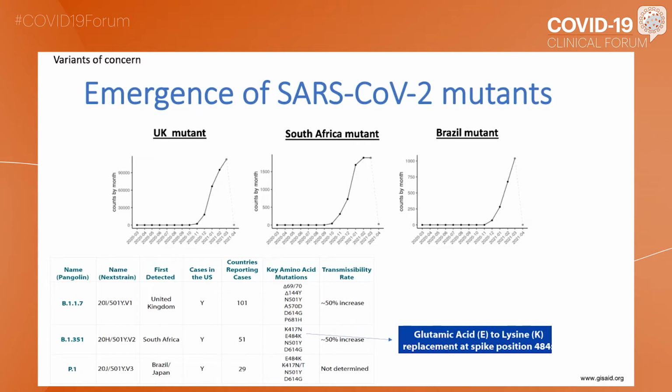So another variant is the Brazilian mutant. It's also called P1, and it also is characterized by the 484K together with the 501Y and the 614G. So for those of you that haven't worked in HIV for 20 years like me, just to make sure we're all on the same page, what are these numbers, these key amino acid mutations? So we call them E484K. It is the glutamic acid, which is indicated by the letter E, to lysine replacement, which is indicated by the letter K, at the spike position 484.